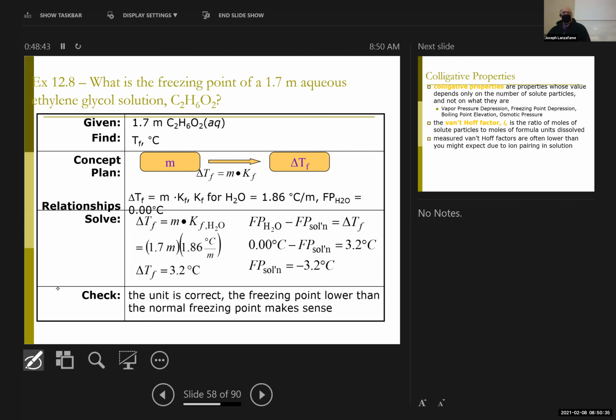Does that address the question we had at the very beginning? But again, you're not trying to melt the ice on your driveway. You're just trying to keep the water from freezing.